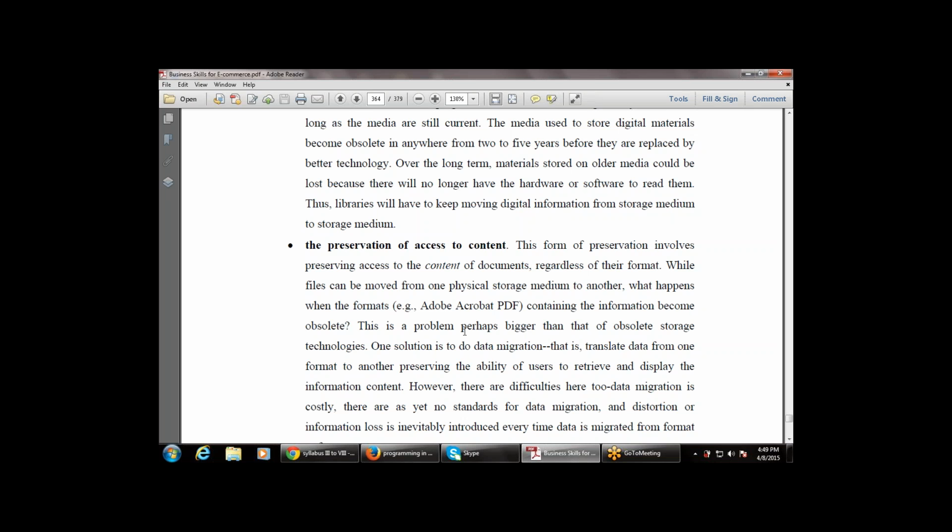That is, what is the solution when the format available to store the information, for example the PDF format in which the data is stored, becomes obsolete? That is a major problem, because my file is in PDF form, but my PDF software has become obsolete. So one solution is data migration.